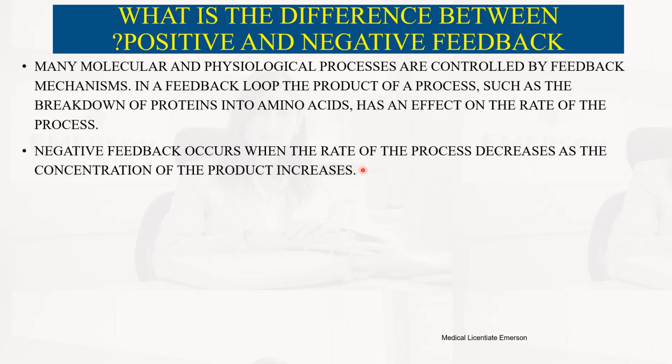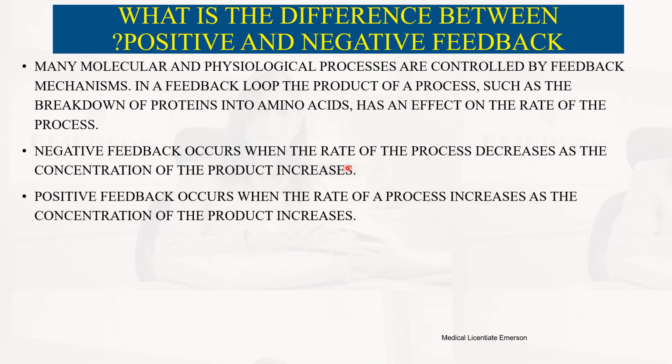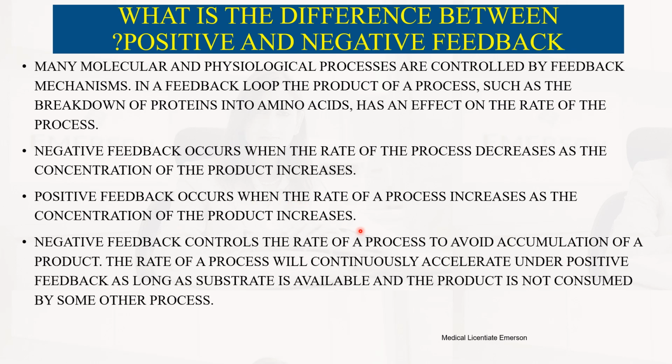Positive feedback occurs when the rate of the process increases as the concentration of the product increases. Negative feedback controls the rate of a process to avoid accumulation of a product. The rate of a process will continuously accelerate under positive feedback as long as the substrate is available and the product is not consumed by some other process.